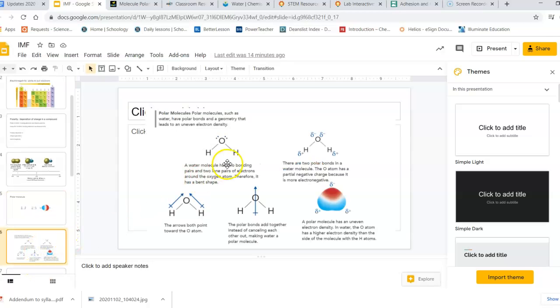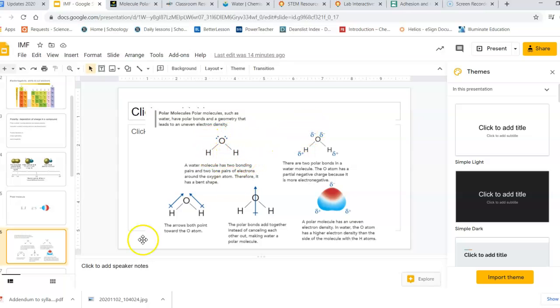Let's look at a very important example. By the way, this came from your textbook. You're welcome to pause the video and read all of this, but I'm going to explain quickly. So this is the shape of water.